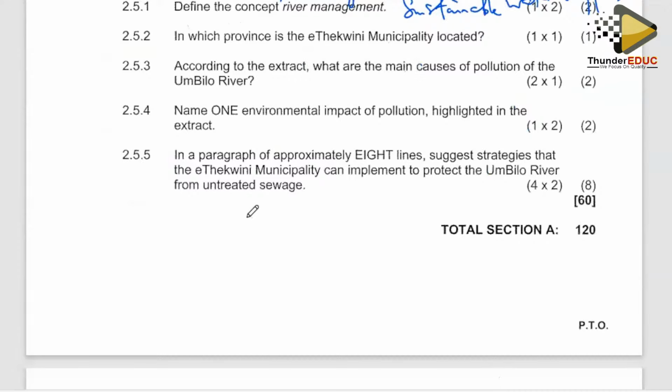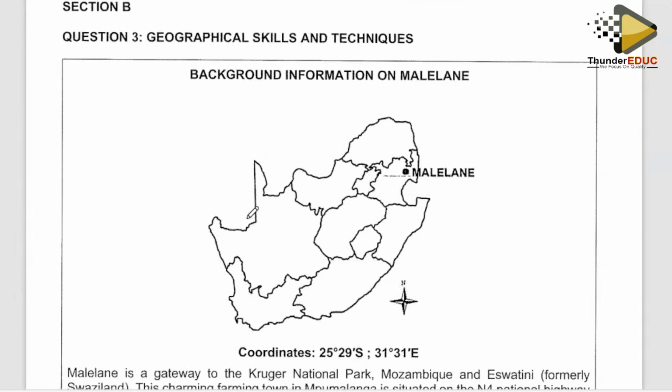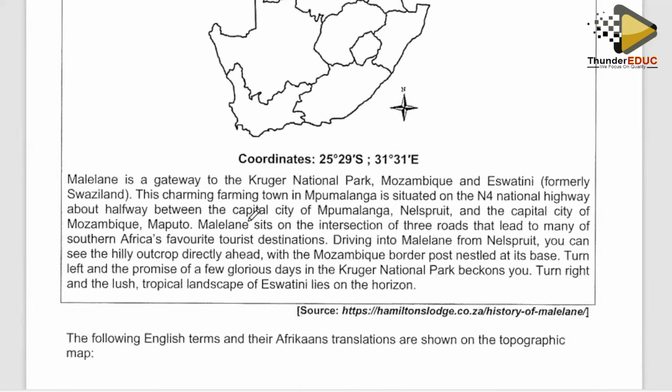Right, so by the look of things, this takes us to the end of our theory section, which is our section A. Quickly, we move on to section B, which is a map work question. Our map is based on the Malelane area, and there is map information there. It's also crucial that you read the map information because it will assist you in answering some of the questions. You do not just need to ignore the map information. But for the sake of our discussion, we just leave it.